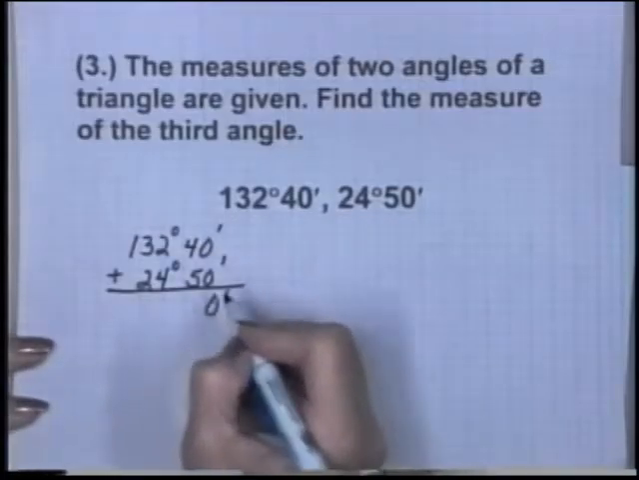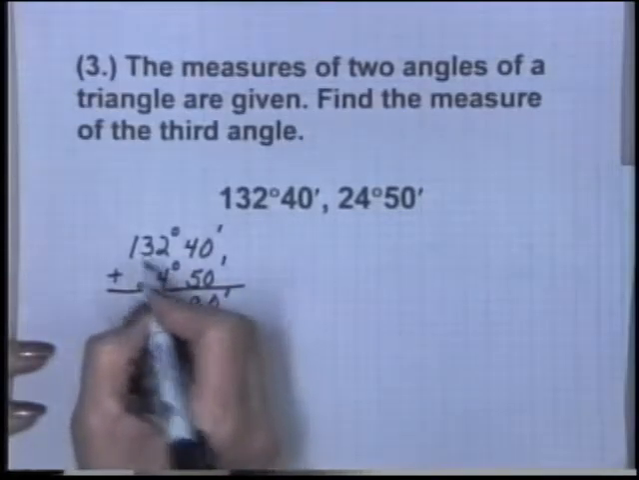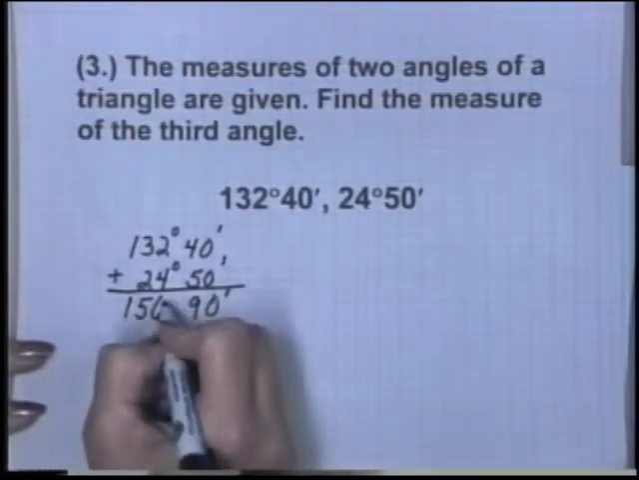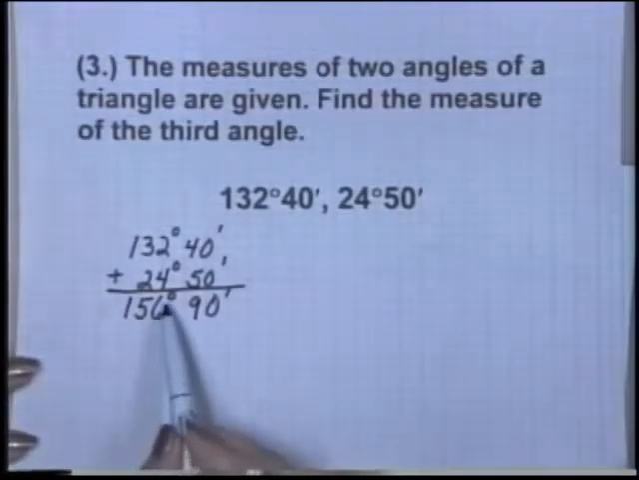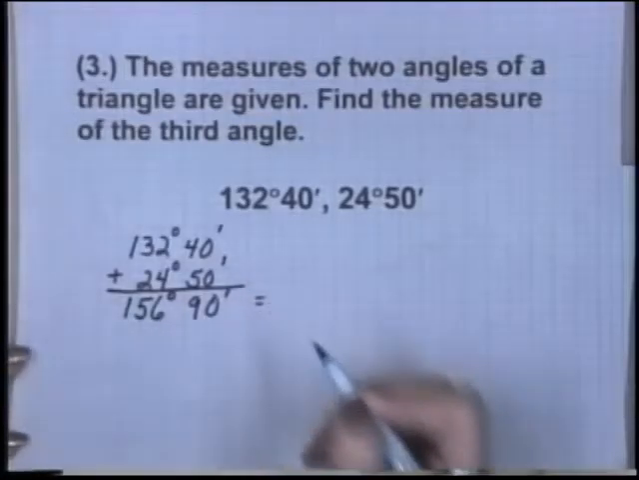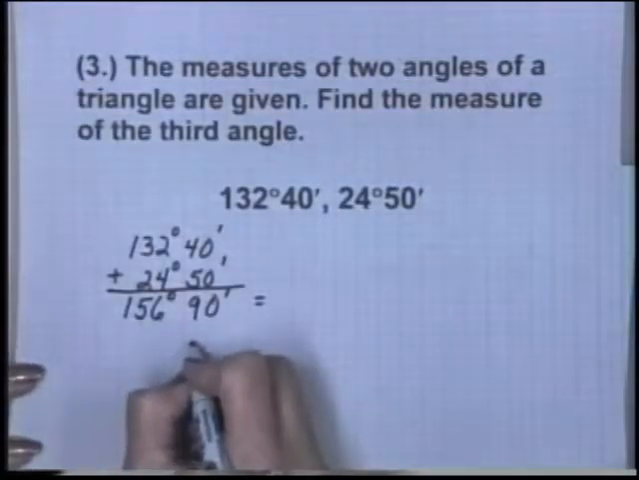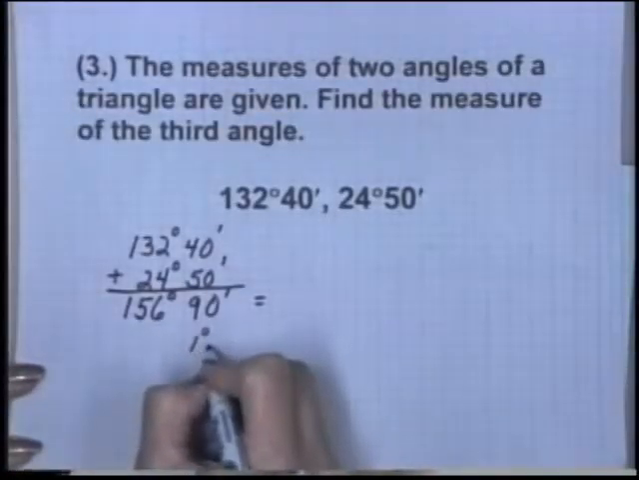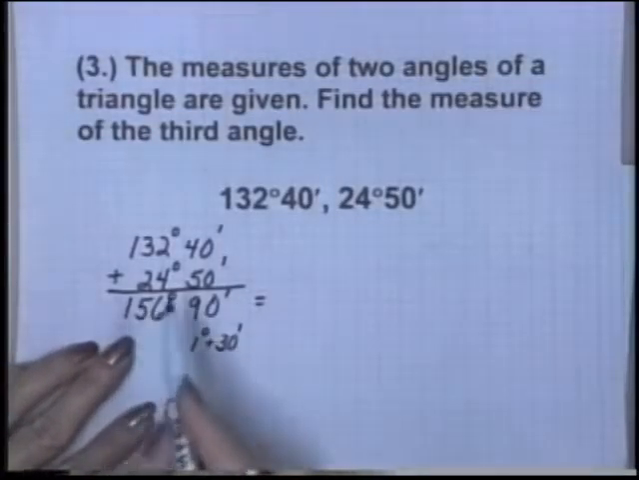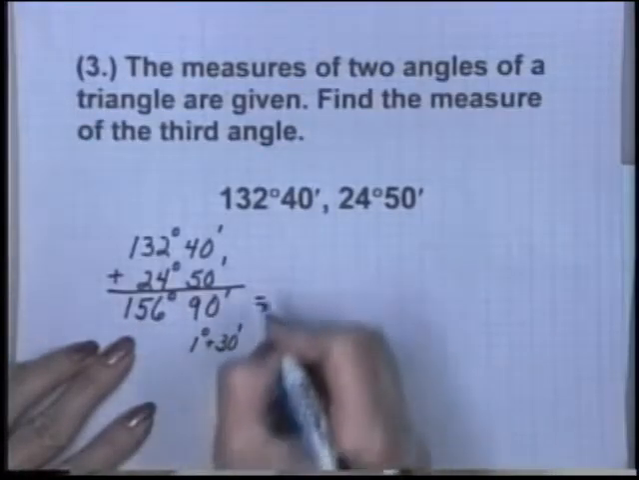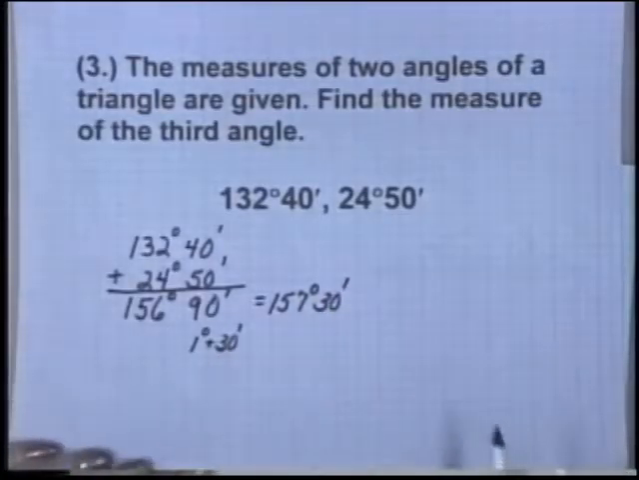When we add, we get 40 plus 50 is 90, 2 plus 4 is 6, 3 plus 2 is 5, we get 100. So when we add those two angles, we get 156 degrees, 90 minutes. We will rewrite that, since the 90 minutes is 60 minutes plus 30 minutes, and 60 minutes is 1 degree, plus the 30 minutes. We'll write this as 156 degrees plus the 1 degree would give us 157 degrees, 30 minutes.